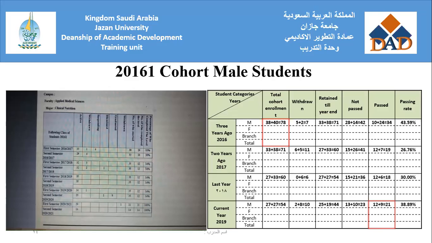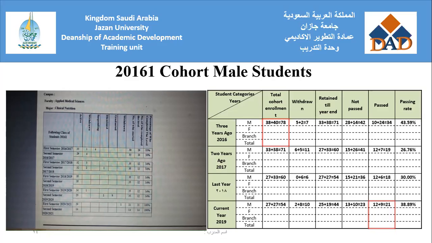So 38 students joined in the first semester and 40 students joined in the second semester. Total 78 students. Out of that, 5 students withdrew from the first semester students and 2 students withdrew from the second semester students. So total 7 students withdrew from the first year. So the retained students: 78 minus 7 is equal to 71.